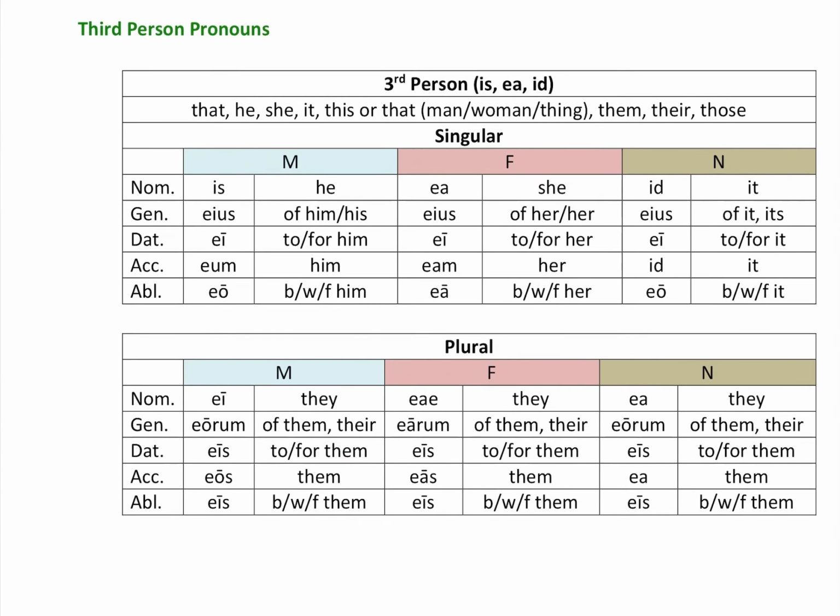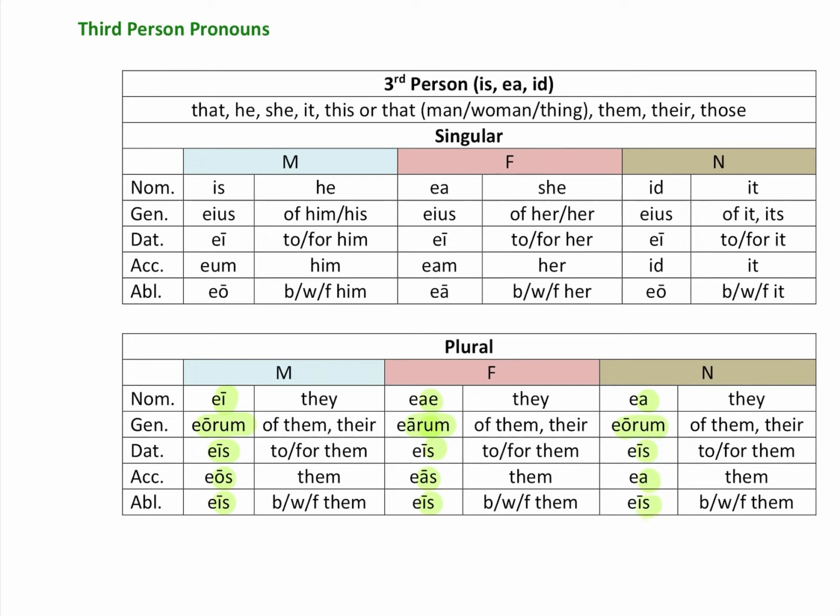Third person pronouns in both English and Latin have gender. You're not being tested on these next week, but you do need to know them. The singular forms have some new endings, but the plural forms look really familiar. If you look at the plural forms in masculine: i, orum, is, os, is; feminine: ae, arum, is, as, is; and then neuter as well has the a, orum, is, a, is. So those are pretty easy.